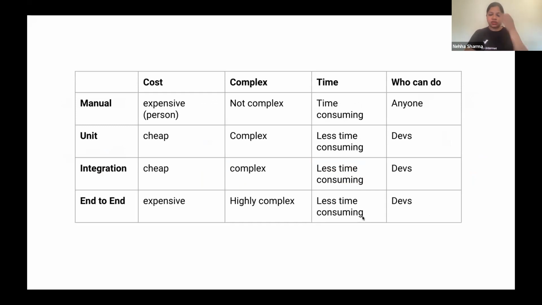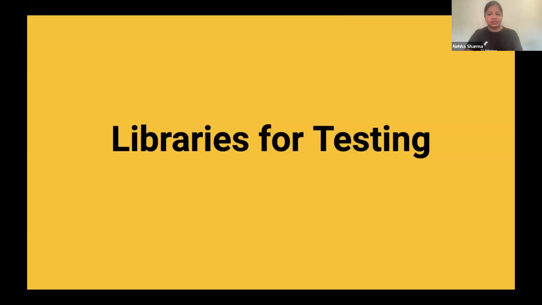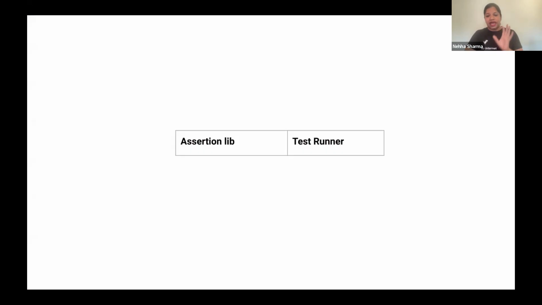Yeah, this is a table which I just talked about, covering the cost, complexity, time, and everything. So it's a comparison. Now, what are the libraries available for testing? I'm going to talk about only a few. Here we are going to talk about assertion and test runner.